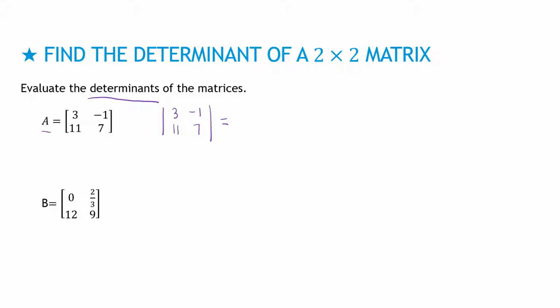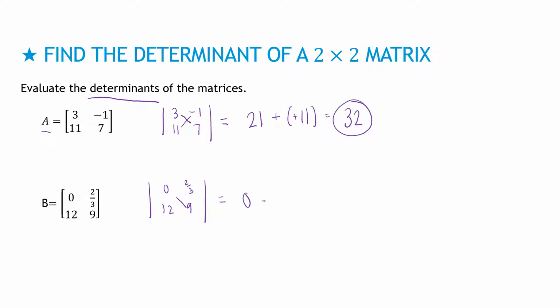So again, I'm finding the determinant. I'm just finding cross products here. 3 times 7 is 21 minus 11 times negative 1 is negative 11. So I just want to see that you took 21 plus 11 to get 32, and 32 is my solution. Same thing for B. If I'm finding the determinant, I can just use those brackets to show that that's what I'm finding. 0 times 9 is 0, minus 12 times 2/3 would be 4 times 2, which is 8. And so 0 minus 8 is negative 8.